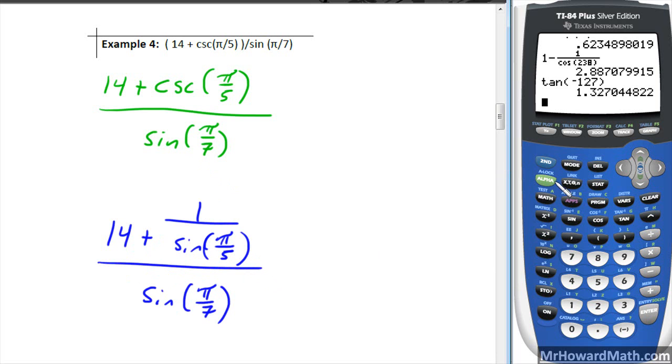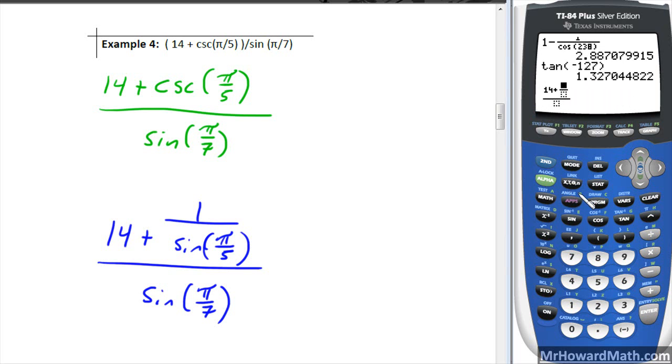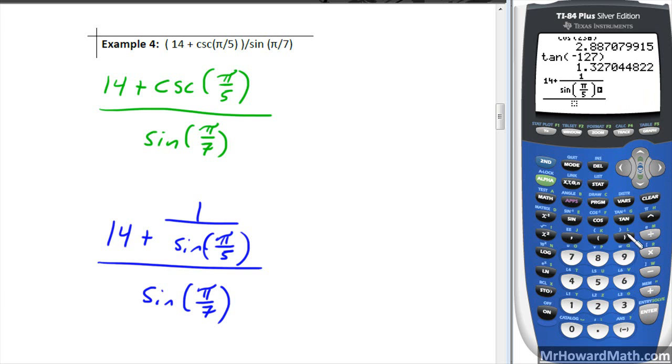And if we use this alpha y equals enter numerator over denominator function, it makes it pretty simple. We'll use it actually multiple times here. So 14 plus, and then I need that fraction numerator over denominator again, and 1 on top, sine of, we'll use it again. Notice you can use it as many times as you need to. Second pi over 5, and close that down.